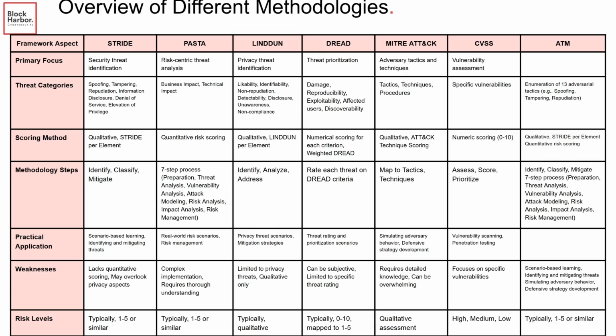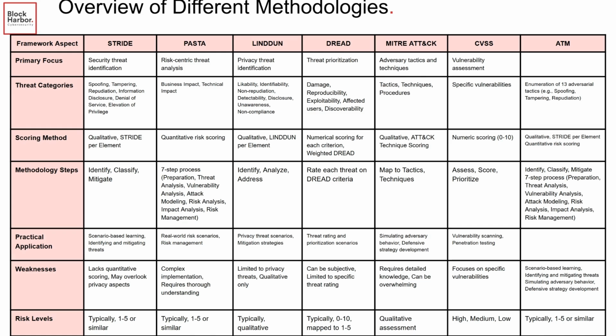CVSS, otherwise known as Common Vulnerability Scoring System, is a widely recognized framework for vulnerability assessment. It uses a numeric scoring system ranging from 0 to 10 to assess the severity of vulnerabilities. The score is determined based on factors such as the attack vector, complexity, required privileges, and potential impact. CVSS is effective for scanning vulnerabilities and penetration testing, but it focuses specifically on identifying vulnerabilities rather than providing a broader threat analysis.